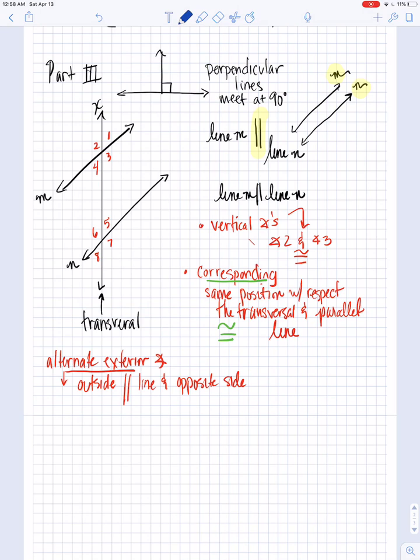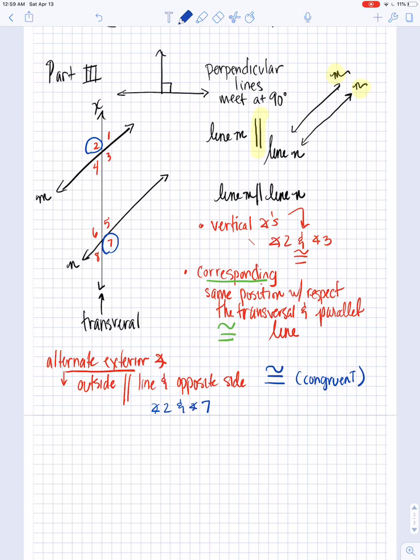Alright, I think this will be the last of our videos on lesson 11.1. We just left off on this idea of alternate exterior angles, and those types of angles are on the outside of the parallel lines and on opposite sides of the transversal. So angle 2 and angle 7 would be a pair of angles that would qualify as alternate exterior. And the interesting thing about alternate exterior angles is that they are indeed congruent. They have the same angle measure when they are in those positions.